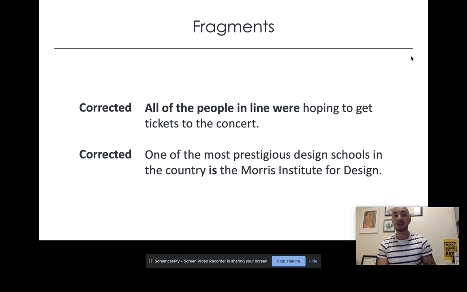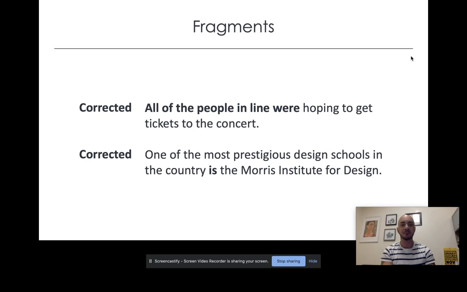In this case, people is your subject, and all goes with it. All is an indefinite pronoun that connects to it, but people is your subject. And what are they doing? They were hoping. So now we have a complete sentence on our hands.